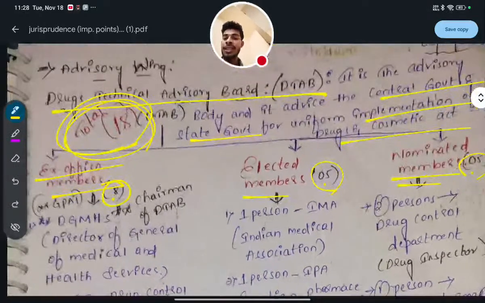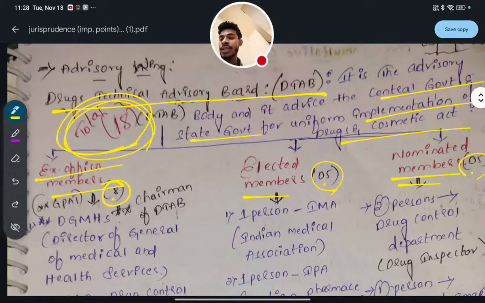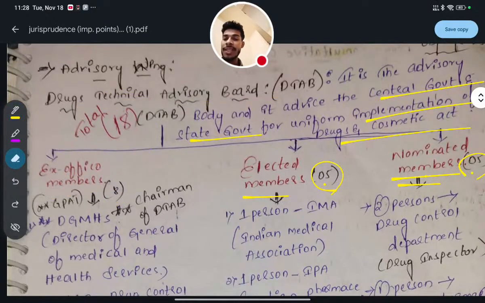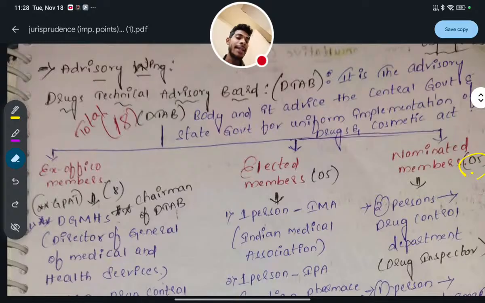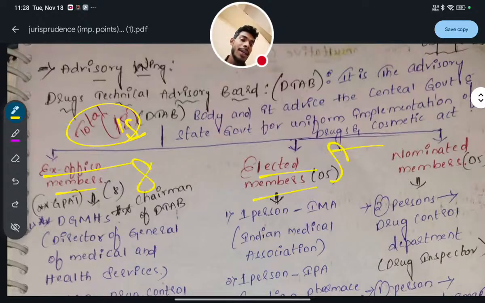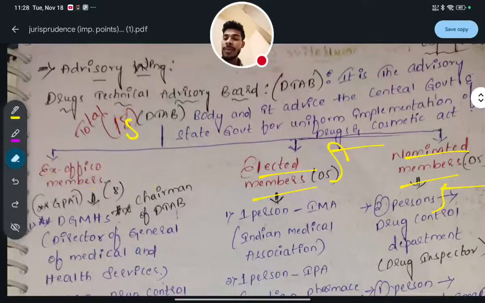So in total, how many members are there in the advisory wing? A total of 18 advisory members. In ex officio members you will see 8, in elected members you will see 5, and in nominated members you will see 5. Ex officio member 8, elected member 5, and nominated member 5. You have to remember it like that.